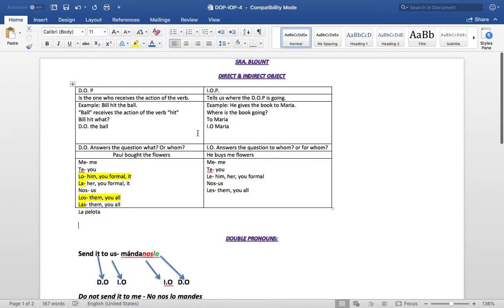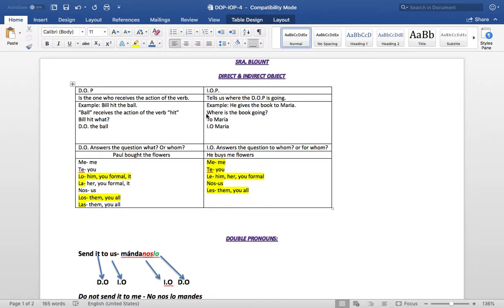Okay, and then we have the indirect object pronoun, which tells us where the direct object is going to. Pretty much the one who receives the direct object, most of the time it's people. The pronouns are me, te, le, nos, and les. The most common ones are le and les. Actually, no, in this case, it's all of them. Yes, it's all of them, okay?